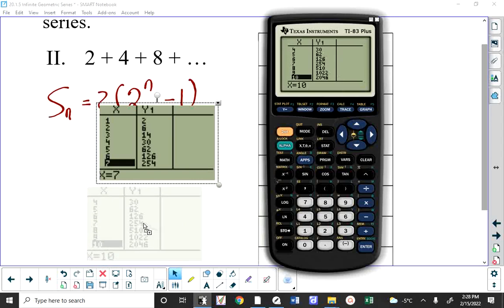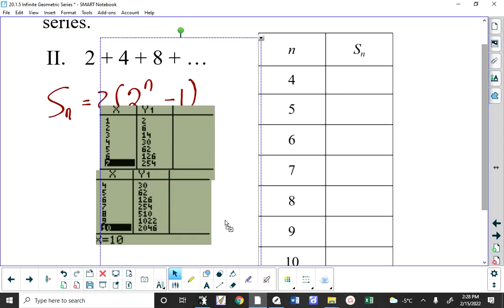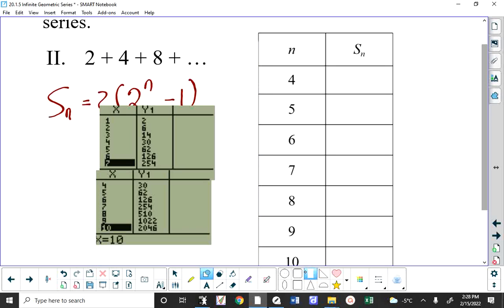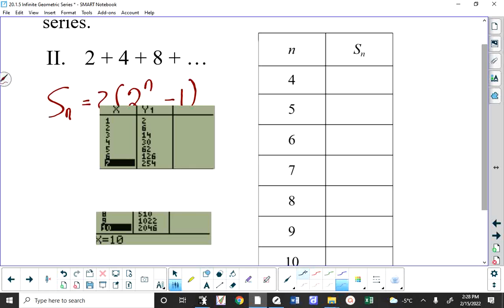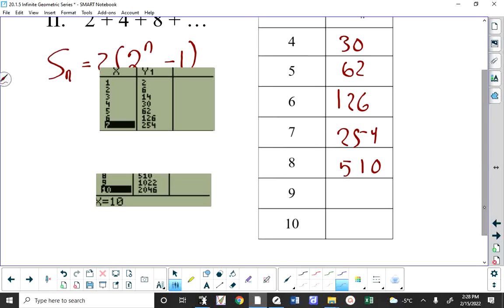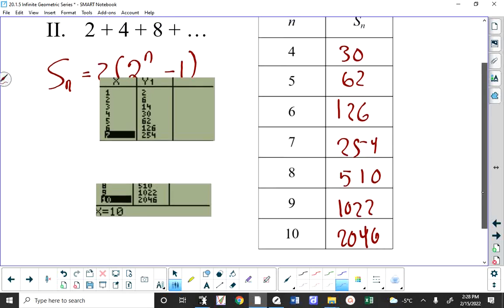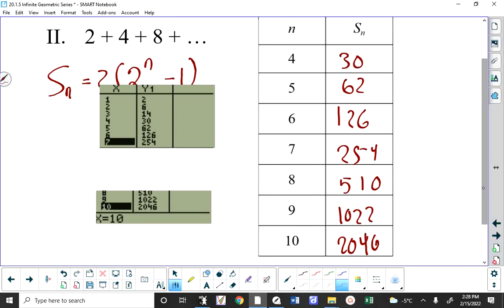So we generate this list. Starting with 4, it's a sum of 30, then 62, then 126, then 254, then 510. Okay, so far, so what? You haven't really learned anything here.